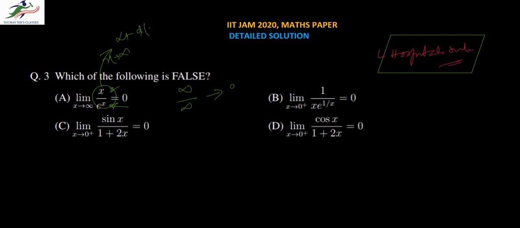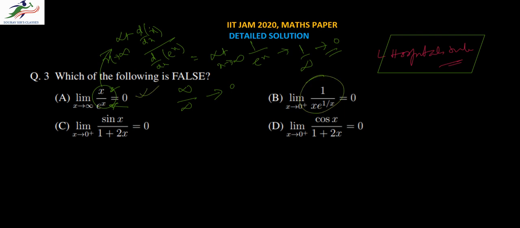this will be limit x tending toward infinity of d/dx of x by d/dx of e to the power x, which will be nothing but limit x tends to infinity, d/dx of x is 1, and d/dx of e to the power x is e to the power x. So we now clearly get 1 over infinity, and that tends to 0. So this one is correct.